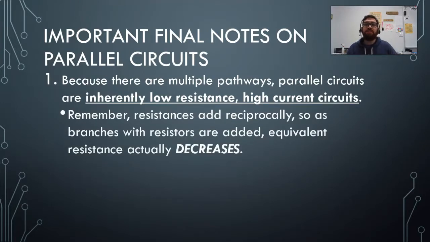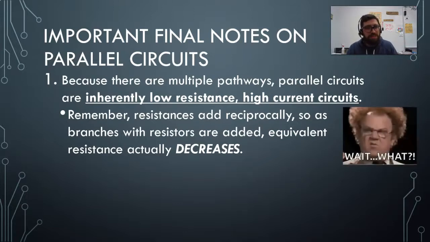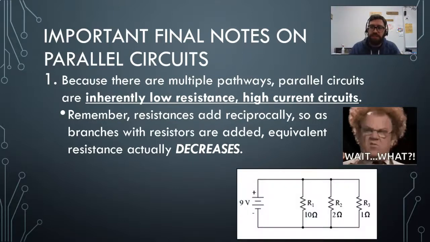Remember, the resistances are going to add reciprocally now. They don't add arithmetically. So that means that as branches with resistors are added, the equivalent resistance actually is going to go down, which might not make sense to you because it was the opposite in series. In series, when we add resistors, total resistance goes up because we just keep adding and adding. Well, now, as we add resistance, total resistance actually goes down. Let me illustrate that for you.